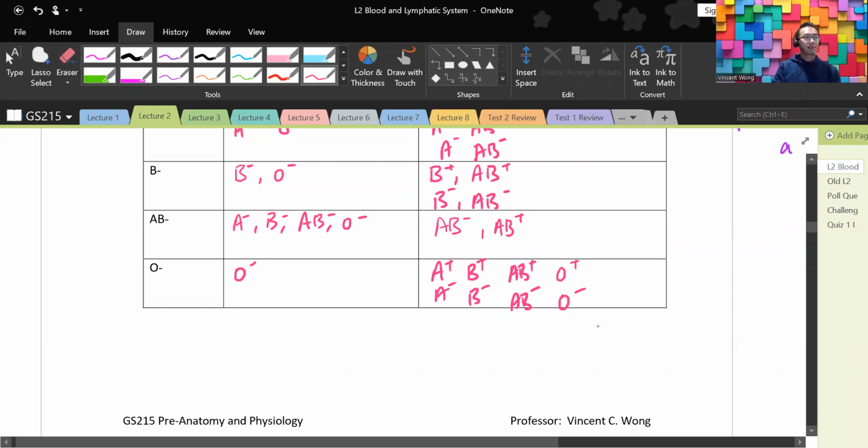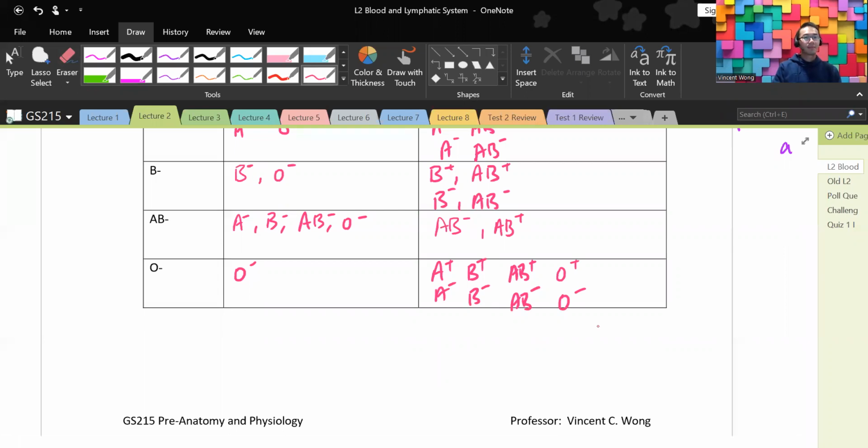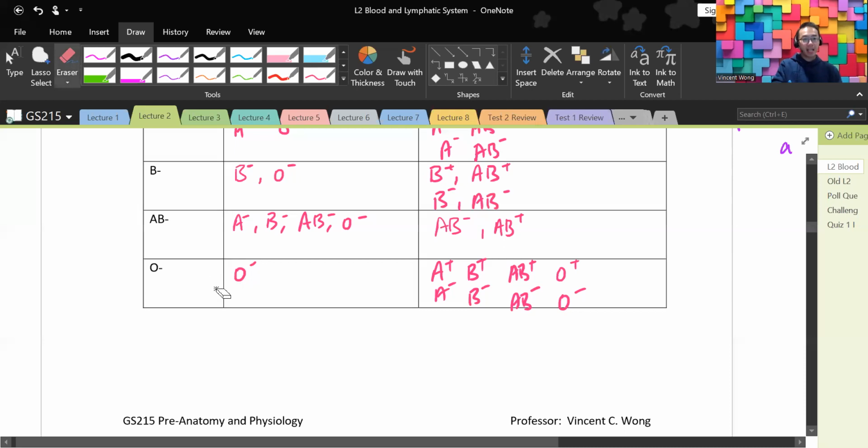All right. In terms of receiving, yes, you can only receive from negative. But when you donate, you can give it to the positives as well. Because negative people can give to positive, right? Because again, there's nothing on your cells, so nothing to react against. Okay?